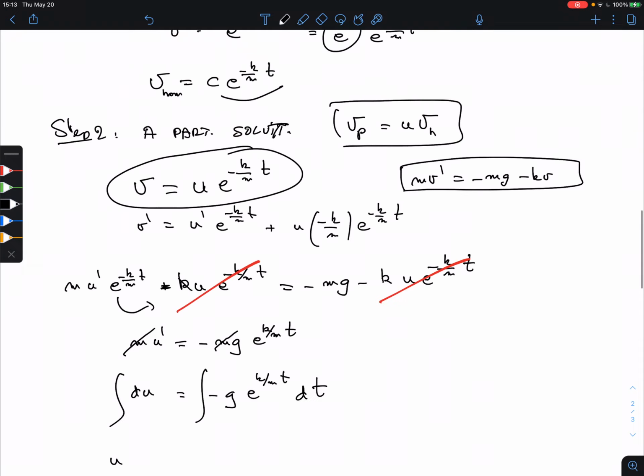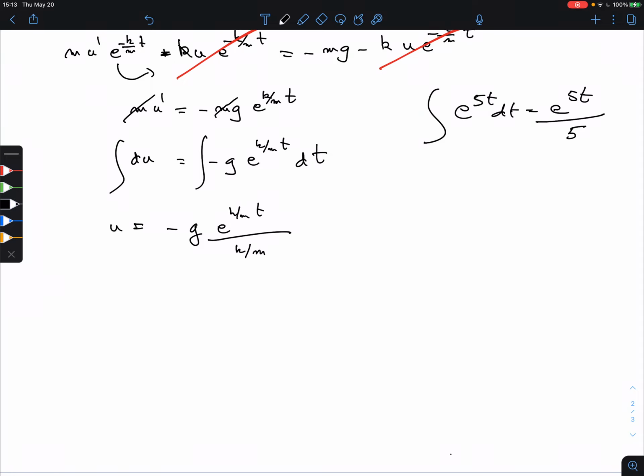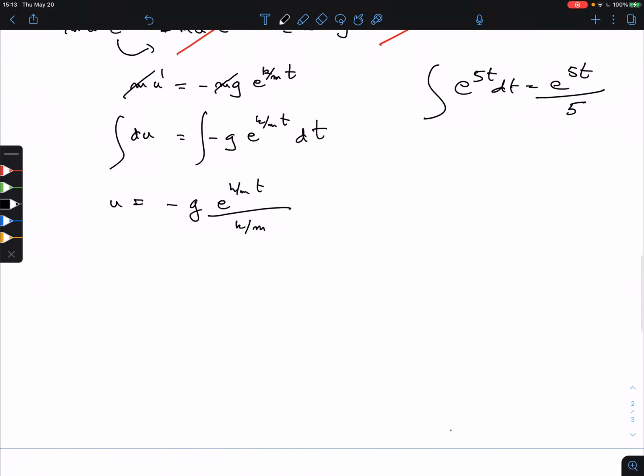We get u equals minus g, and now, as always, the derivative of e to the five t is you take the same thing, but then divide by that constant in front of t, because you have to compensate for the chain rule when you take derivatives. So this is what I do here. So e to the k over m t divided by this k over m. That's the compensation rule. It's not a power rule, it's a compensation rule. Plus a constant, but we only need one particular one, so we don't bother about that.